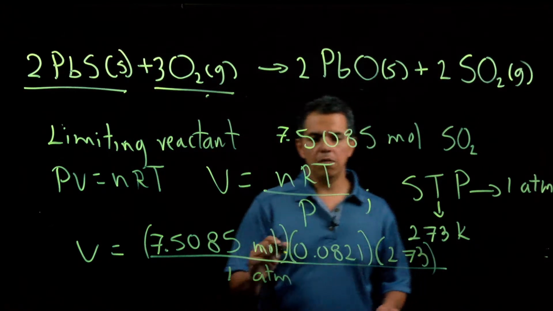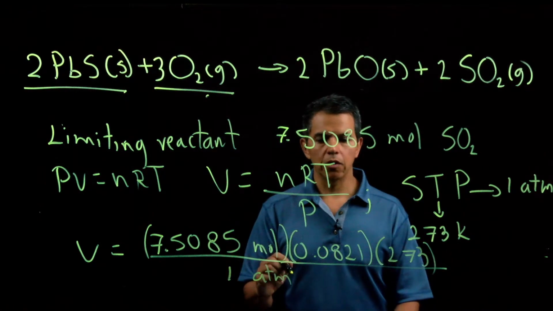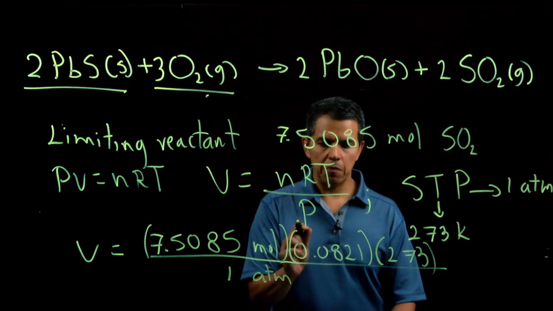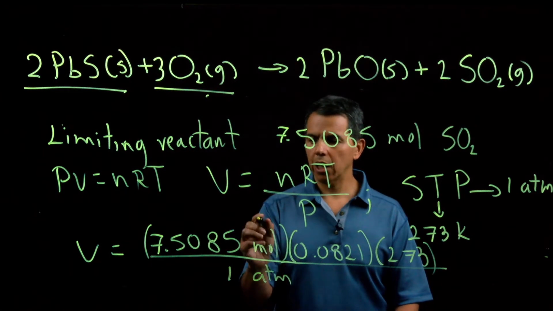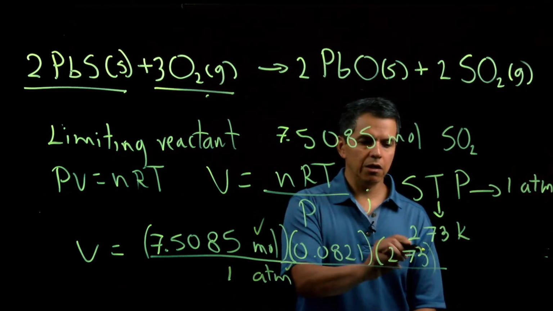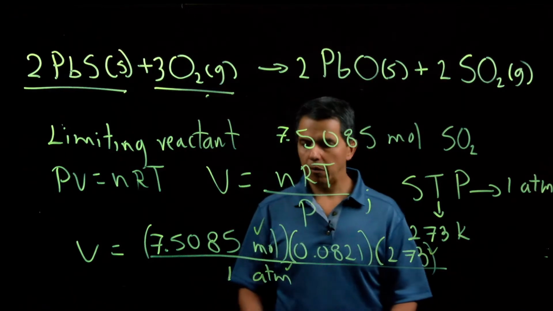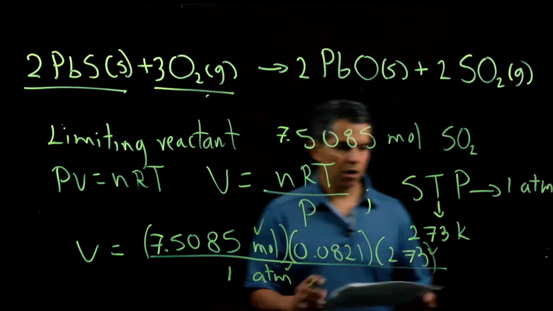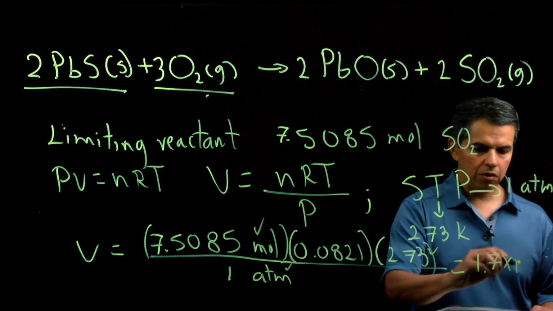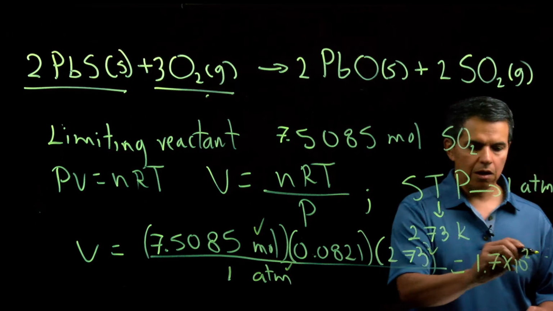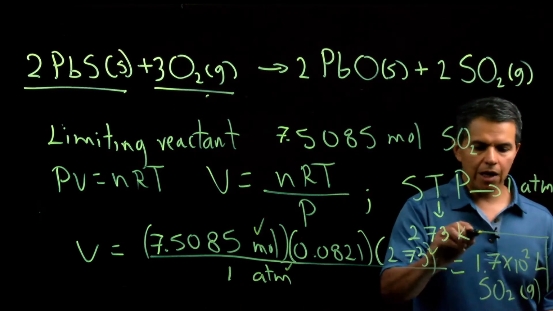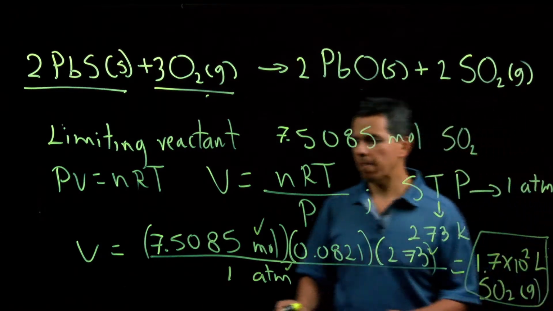And please note that I'm skipping some steps here. I'm not writing all the dimensions for the R constant, but I'm keeping track that the dimensions are correct. I have moles here, atmospheres of pressure, Kelvin in temperature, and then I can use that type of constant. And if I solve for volume, the result is 1.7 times 10 to the second liters of SO2 gas. And this is the answer for part A.